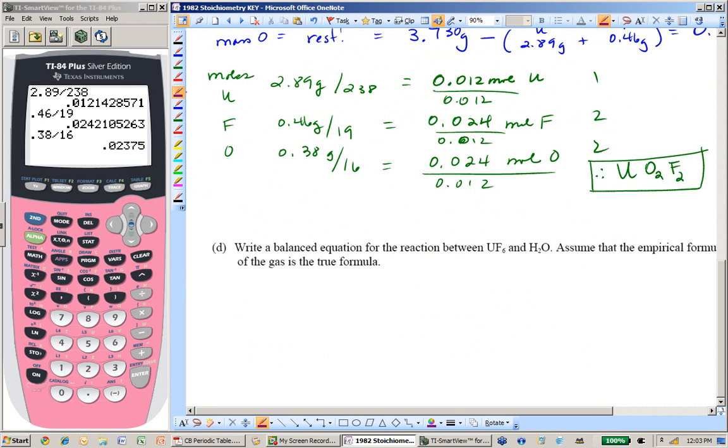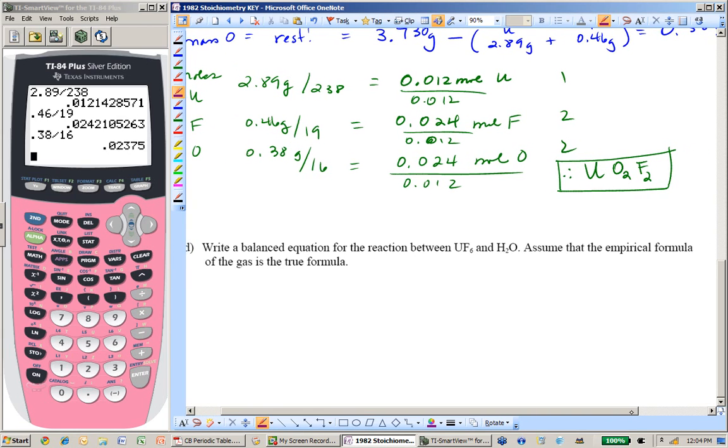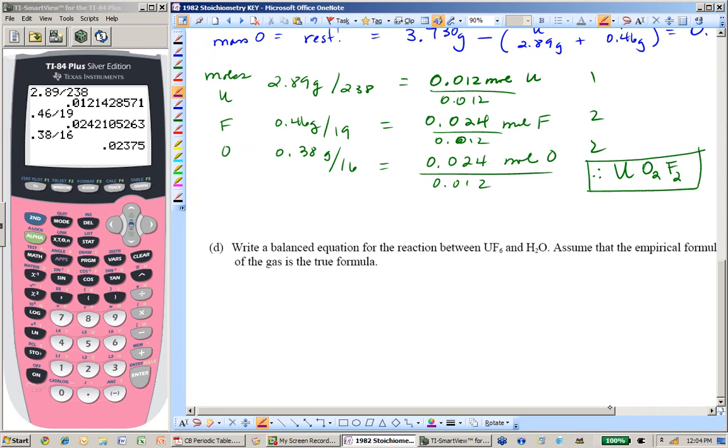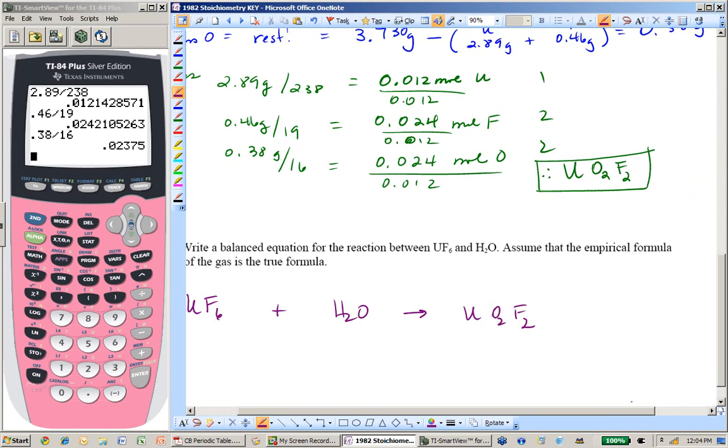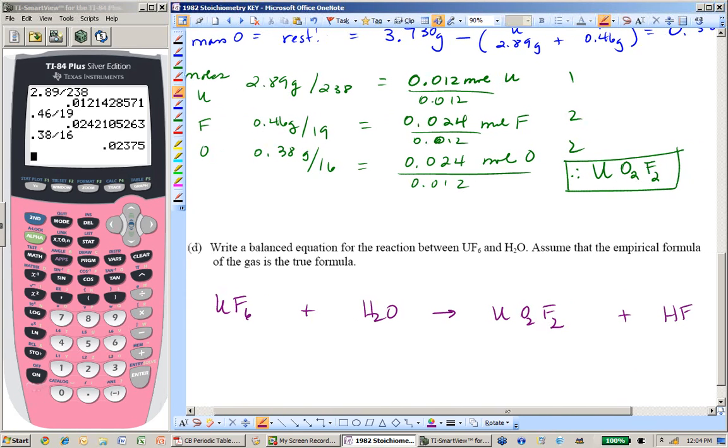All right, now, finally, what do they want me to do? Write a balanced equation for the reaction between UF6 and water, and assume that the empirical formula of the gas is the true formula. So UF6 is going to give me what I just figured out, UO2F2, and again, let the problem lead you. You just figured it out for a reason. And we figured out earlier it was going to be HF. So now what? What's the scariest looking thing there? Maybe the UO2F2? Oh no, when I look at that, I'm looking over here at UF6 going, I have F in 2 places. So let's think this through.